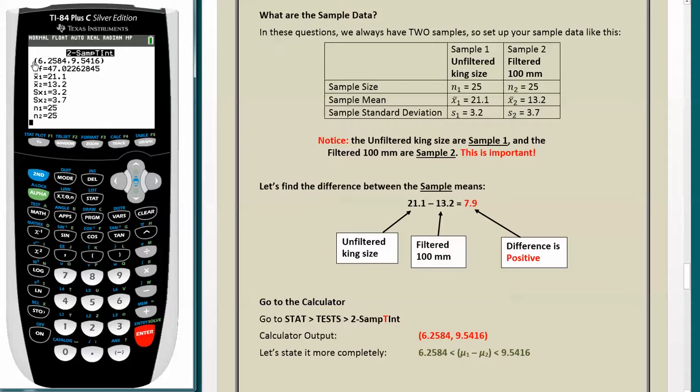And here's our answer. This is the confidence interval here, these numbers in parentheses. 6.2584, 9.5416. To state it more completely, the confidence interval says that the difference between these two means, the mean of the first group minus the mean of the second group, if we were to calculate that difference for the whole population, the difference would be somewhere between this number and this number.